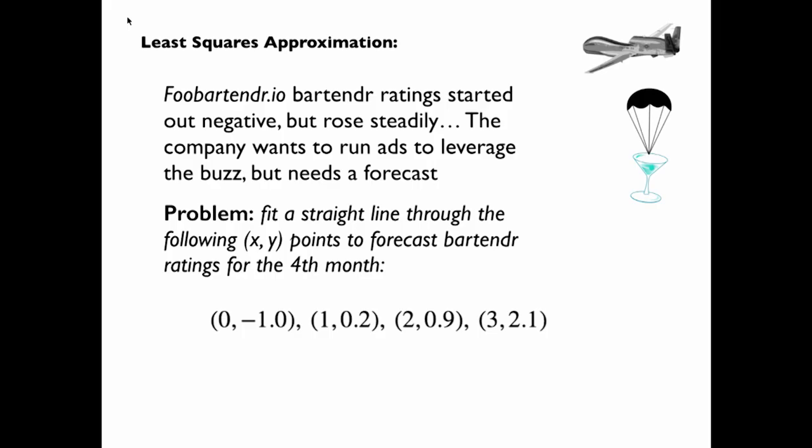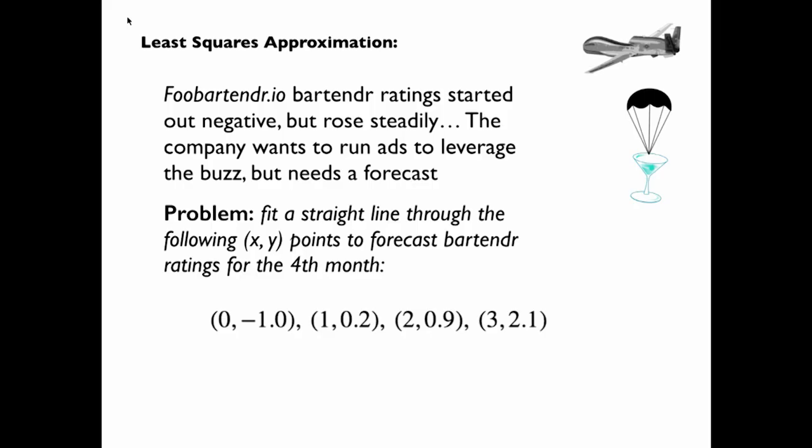The bartender ratings started out negative. When we first launched this business, we had some real bugs in the process. We had to get those worked out. But they've risen steadily. The company wants to run some ads now to leverage the fact that we're getting really good feedback, really good customer response. We want to leverage that buzz, but we want to forecast how well the bartender ratings seem to be rising. So the problem is we want to fit a straight line through the following x, y points to forecast the bartender ratings for the next month.